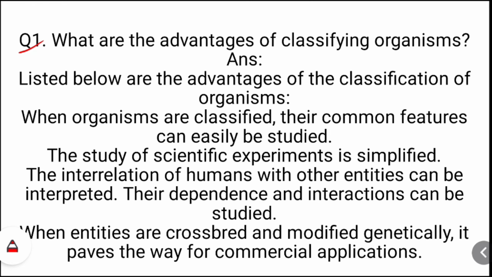Next question, number 1, what are the advantages of classifying organisms? Number 1, when organisms are classified, their common features can easily be studied. The study of scientific experiments is simplified. The interrelation of humans with other entities can be interpreted. Their dependency and interaction can be studied. When entities are crossbred and modified genetically, it paves the way for commercial applications.